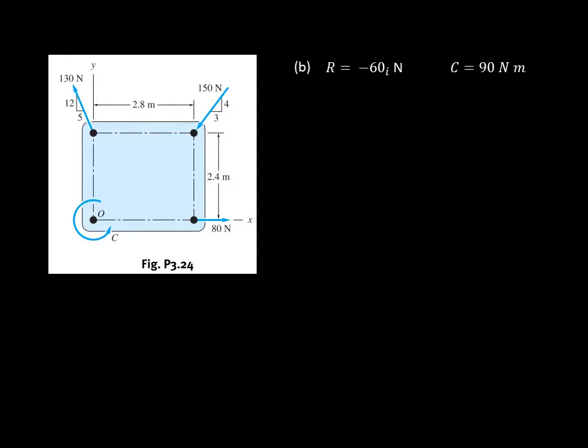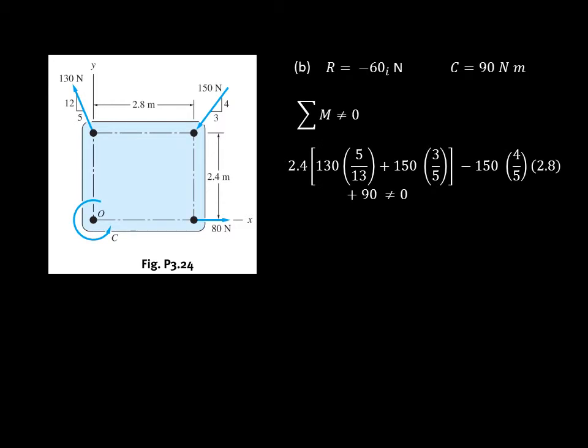Since the forces did not change, we can use the resultant of the forces from letter A in letter B, and the couple C now has a value of 19 newton-meters. So we cannot use point O as the point of application of the resultant, for the summation of the moments will not be equal to 0.